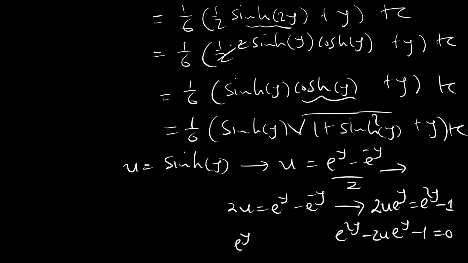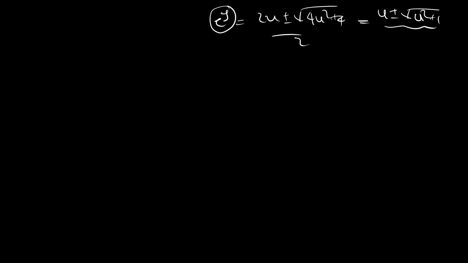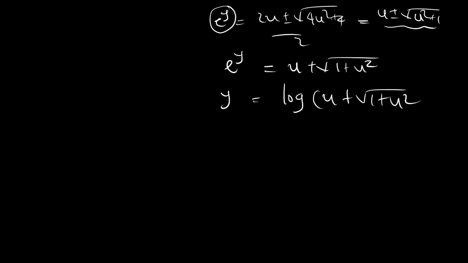And so e to the y, using the quadratic formula, is 2u plus or minus square root of 4u squared plus 4, divided by 2, which means that e to the y is u plus or minus square root of u squared plus 1, but e to the y is always positive, and so we'll choose the plus. Okay, and therefore y is equal to natural log of u plus the square root of u squared plus 1.